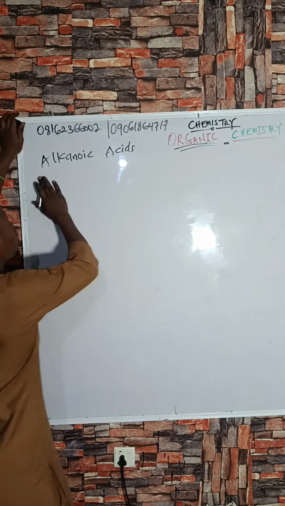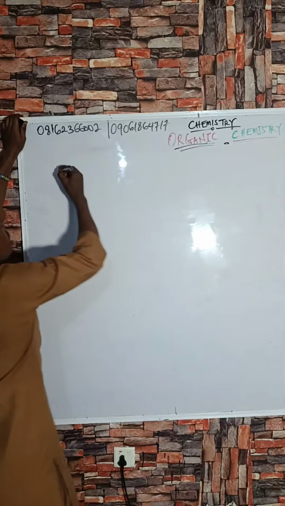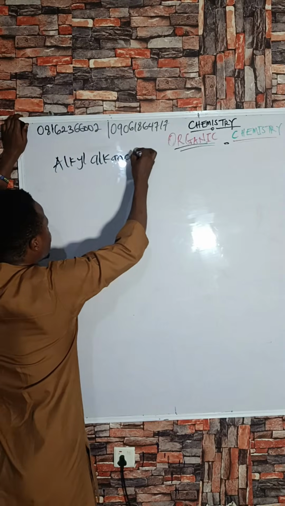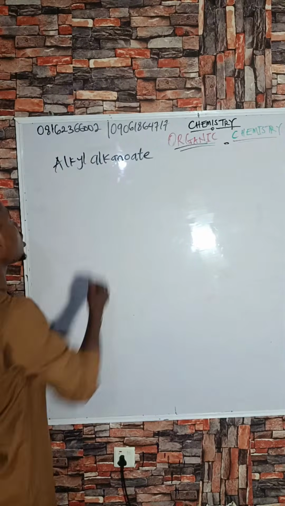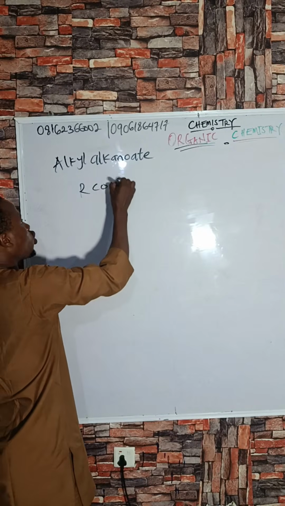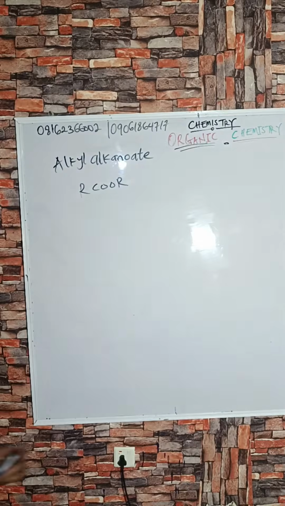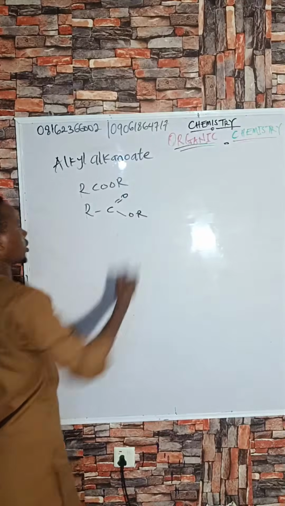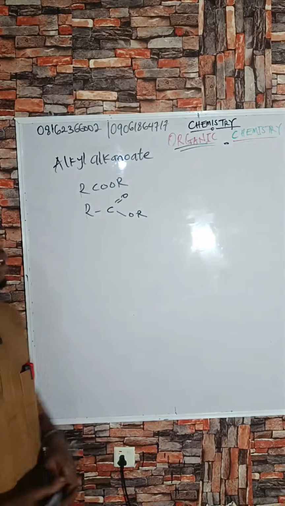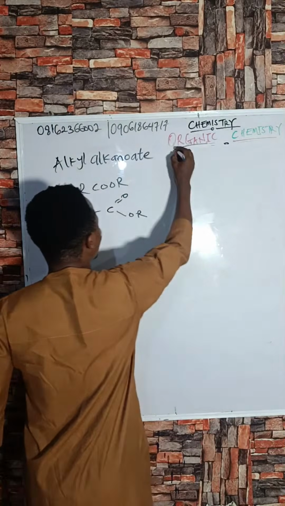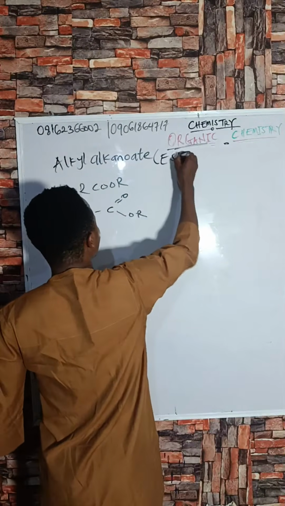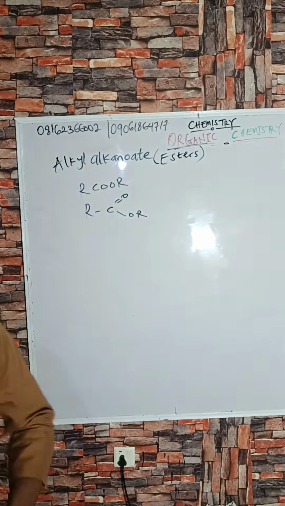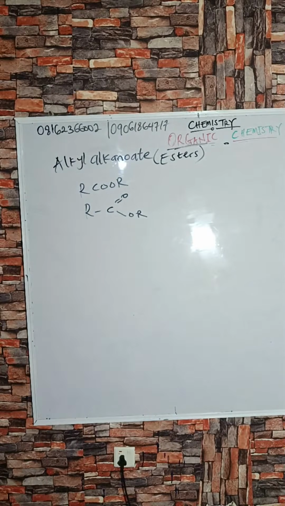For the next one, I want to move down to alkyl alkanoate. For alkyl alkanoate, they are written as RCOOR, and we expand that to be RCOOR. Alkyl alkanoates are otherwise called esters, like the name of your girlfriend, Esther. The only difference is that we removed H from her name, and that's what we call alkyl alkanoates, esters.